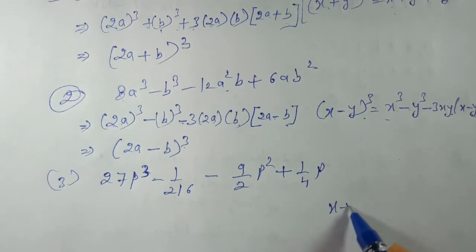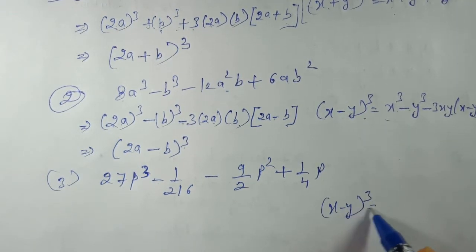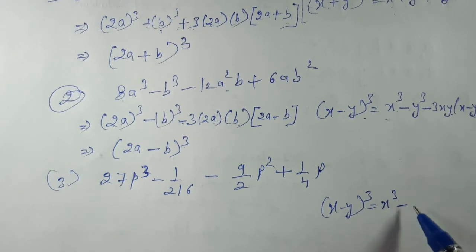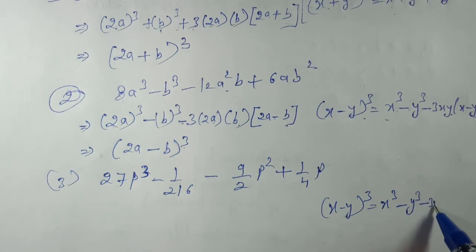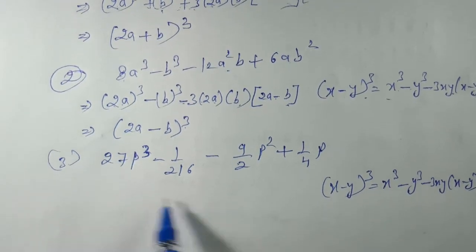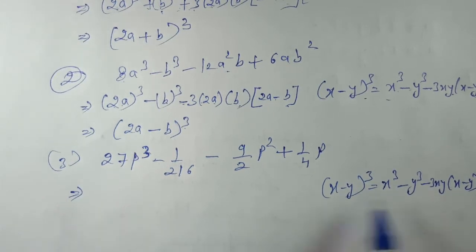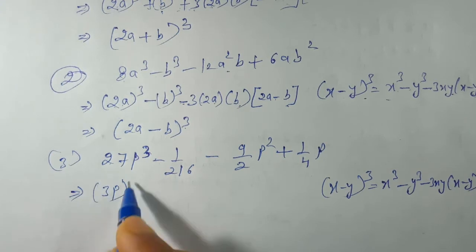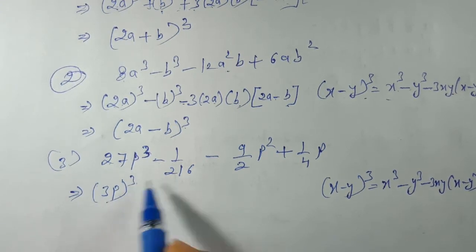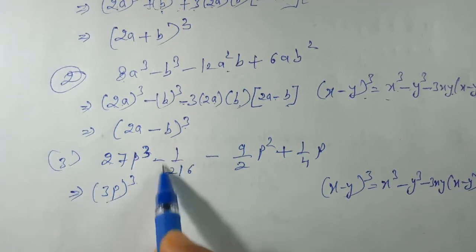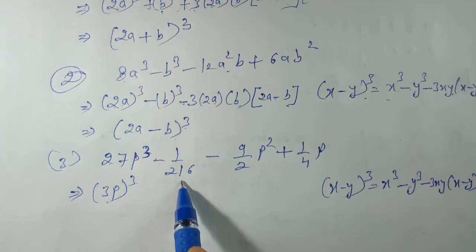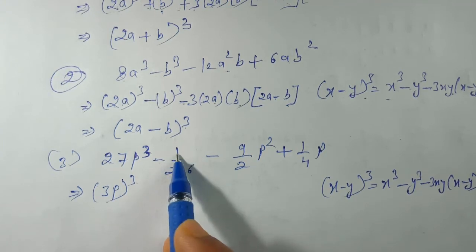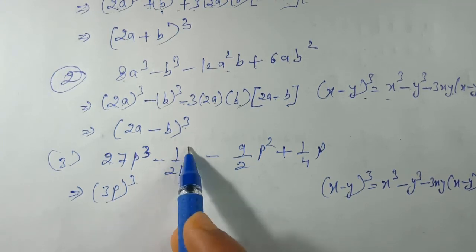So again we are using, in this example, the identity x minus y whole cube, which is equal to x cube minus y cube minus 3xy into x minus y. So let us first arrange it in proper form. 27 is the cube of 3, we can write it as 3p whole cube. Now we have to check this number as the cube of any number. So 1 we can write as cube of 1.